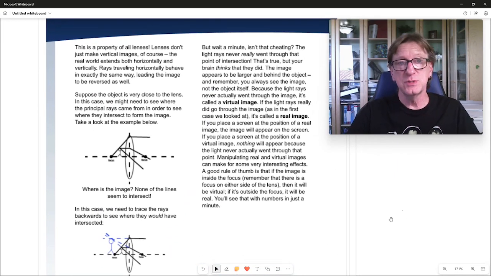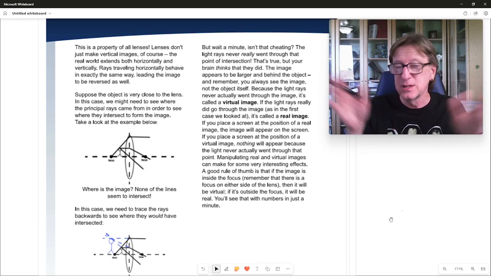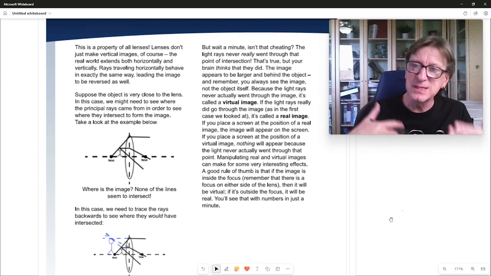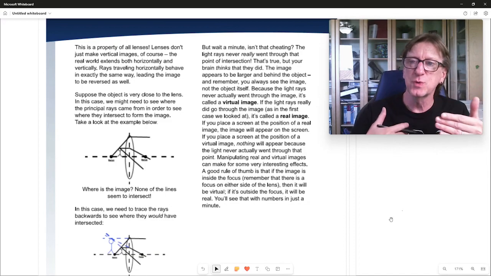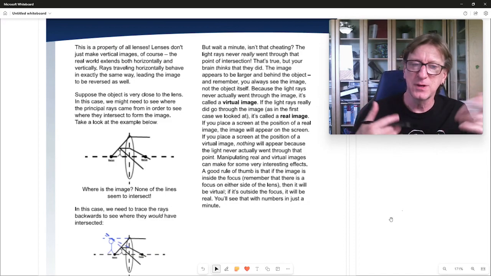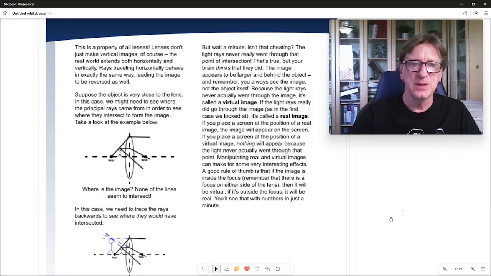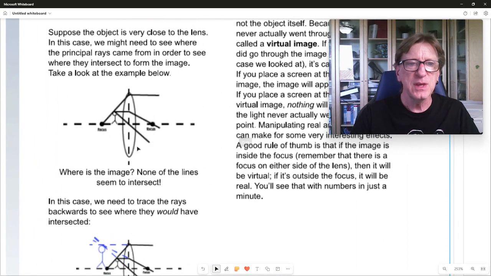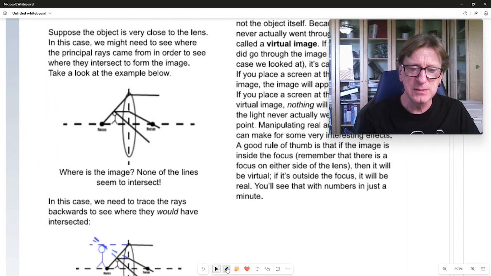Now, lenses don't just make vertical images, as we said. It's going to extend out, so it's going to be reversed. But now we said that it's going to be inverted if the object is very far away from the lens. If it's outside of the focal point, then we're sure that it's going to be inverted like this. What happens if it's inside? All right, so let's do the same thing. So here, let's zoom in on this. Here we've drawn our three principal rays.